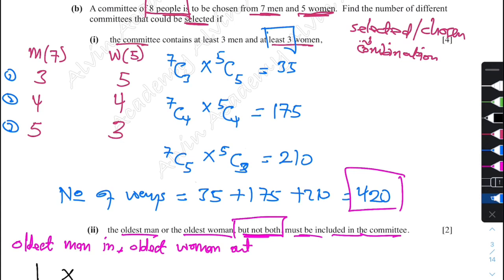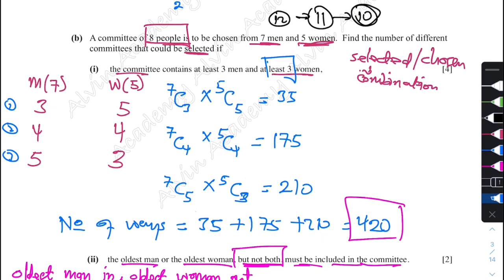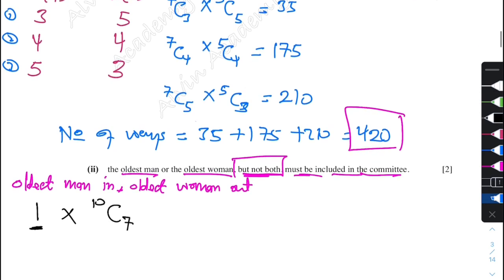How many people are left? Well, there was a total of 12. So if the oldest man has been selected, then it means that we have 11 people to choose from. But the eldest woman must not be on the committee, so the total people now reduces to 10. But how many do you want to select? You want to select 8, but the oldest man is already there. That means that now you want to select 7. So this means you have 10 combination 7, giving you 120.